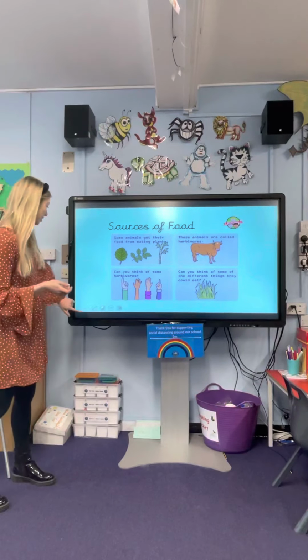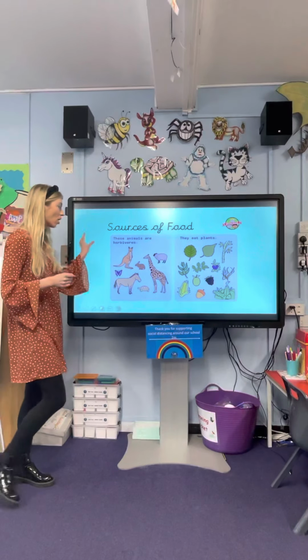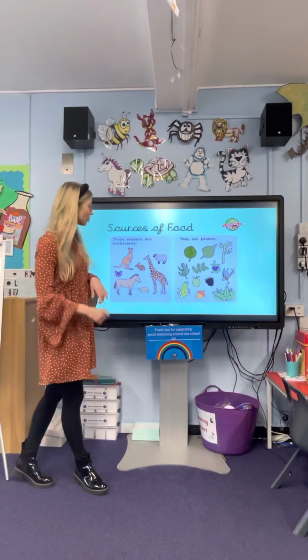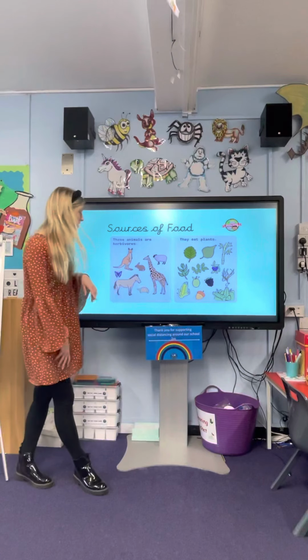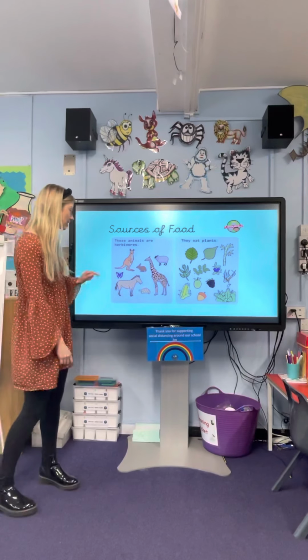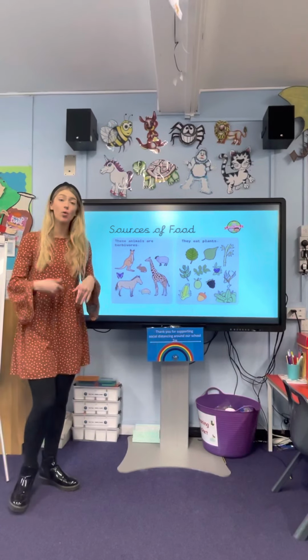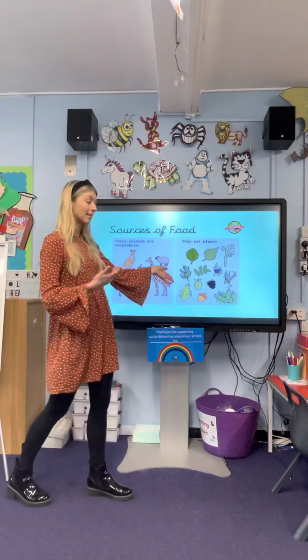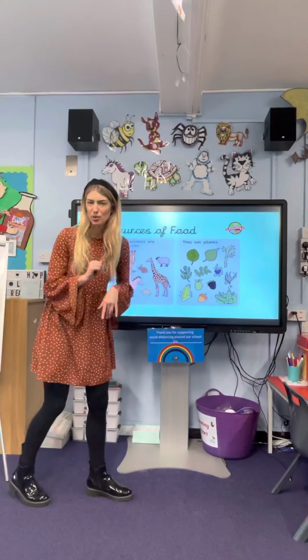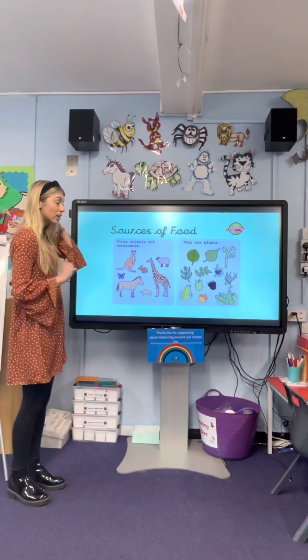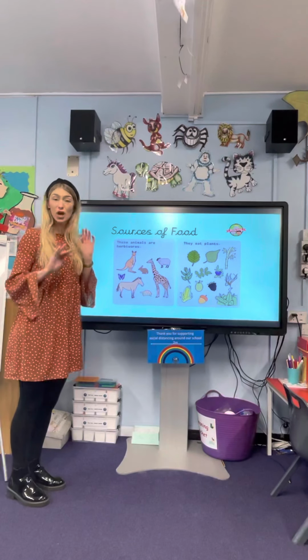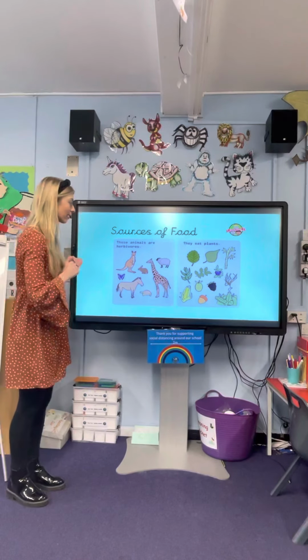So let's have a little look at some examples. So we've got kangaroos, we've got bunny rabbits like we just mentioned, sheep and lambs, we've got giraffe, tortoises, horses, butterflies. So all of these things eat plants, okay, and vegetables like we've just mentioned, like carrots and things too. So they eat things that grow. They don't eat any meat, which we're going to come on to in a second, okay?